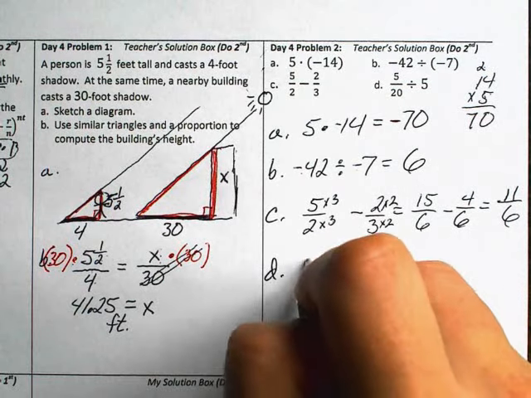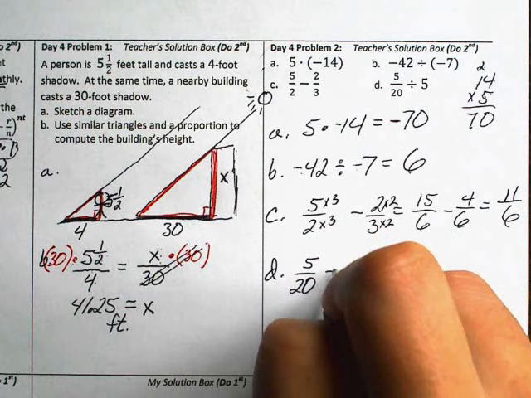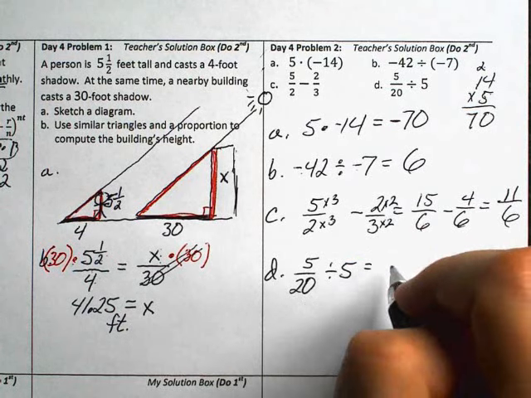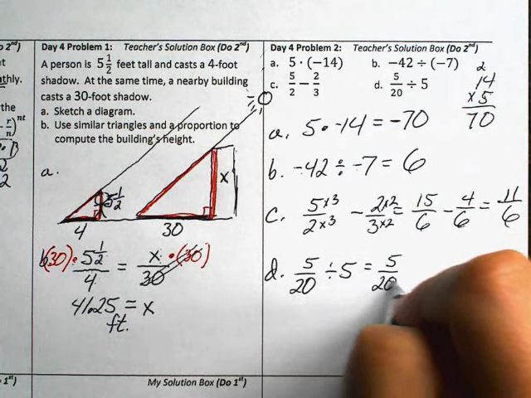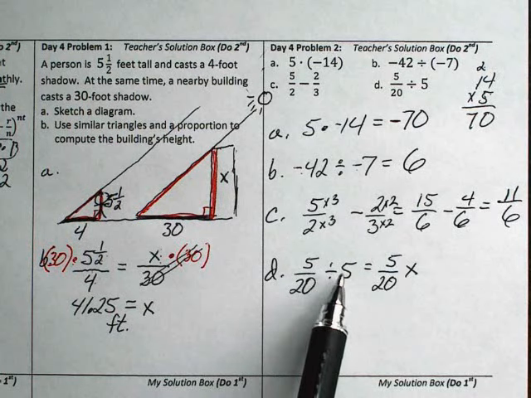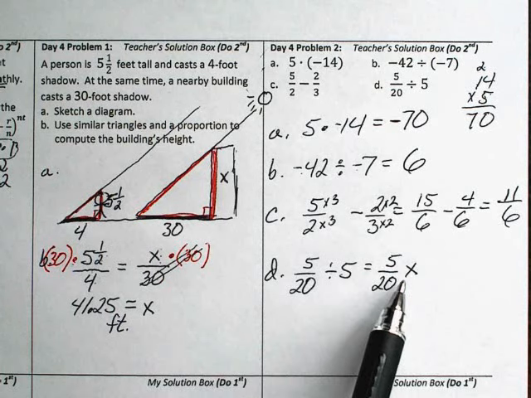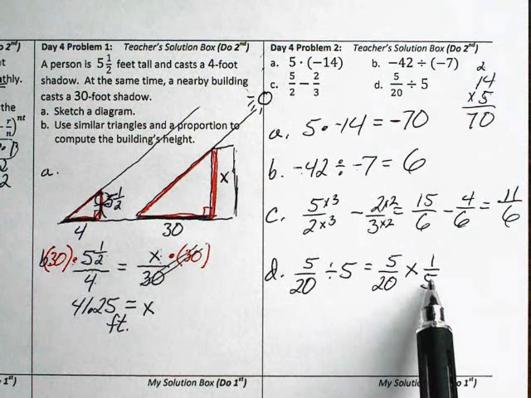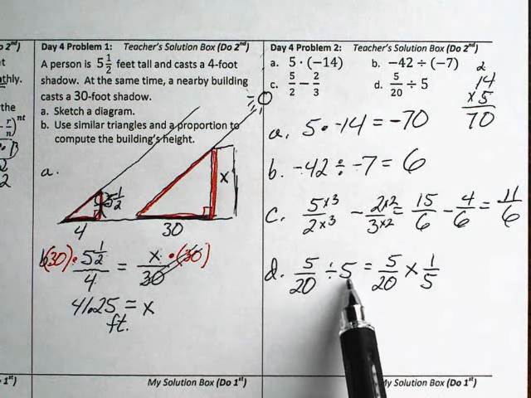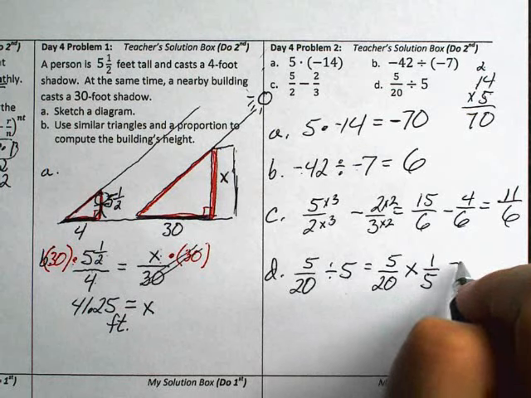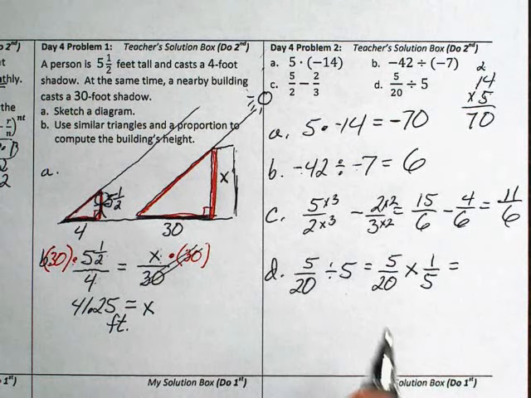Question D. 5/20 divided by 5. One way to do a division problem involving fractions is to change the problem into a multiplication problem. Dividing by the whole number 5 is equivalent to multiplying by the fraction 1/5. 1/5 is called the reciprocal of 5. 5/1, you take 5/1, turn it upside down, it becomes 1/5. And now we can do this multiplication problem.